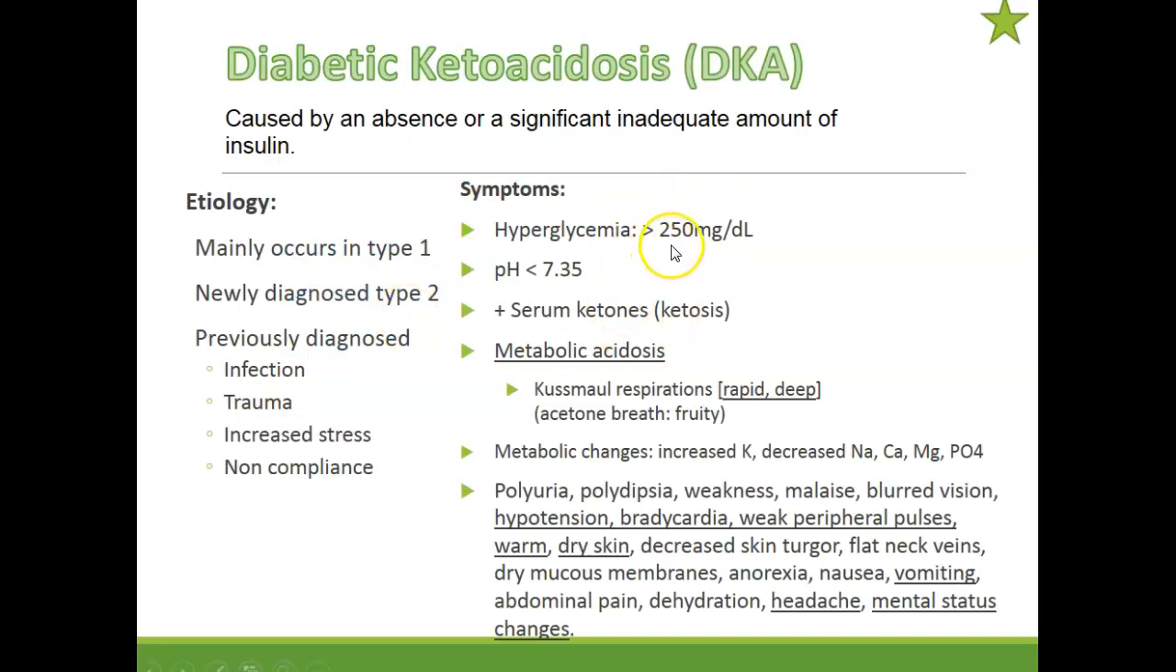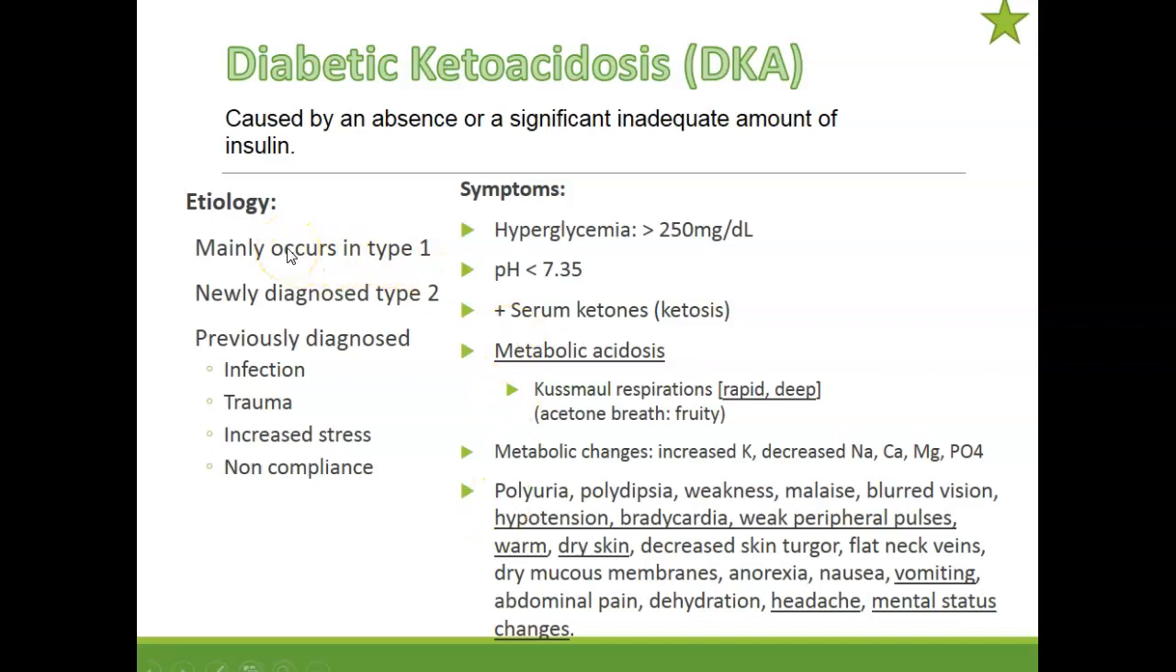Symptoms. Their blood sugars are greater than 250. Their pH is less than 7.35, positive for serum ketones. Metabolic acidosis, Kussmaul respirations, rapid and deep. Their breath is going to be fruity. You're going to see some metabolic changes, increased K, and some other electrolyte differences. There's a lot of different symptoms that go along with DKA. A lot of the patients that I've dealt with, some of the symptoms that they always remember having are nausea and vomiting and some stomach cramping.